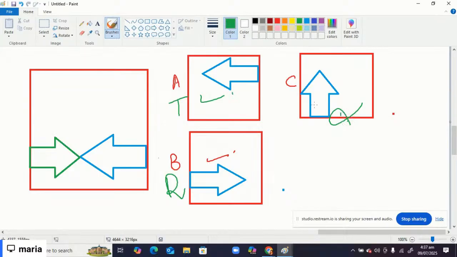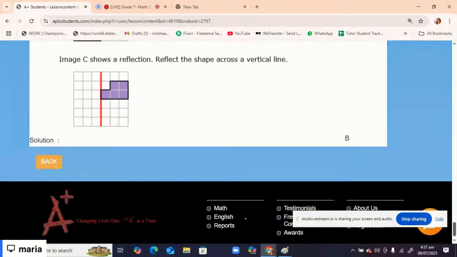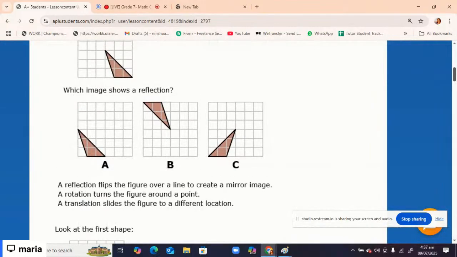Why reflection? Because it's an image. Why the translation? Because it's moved its point as well, it's changed the position of the shape. Understand? Let's discuss the next.